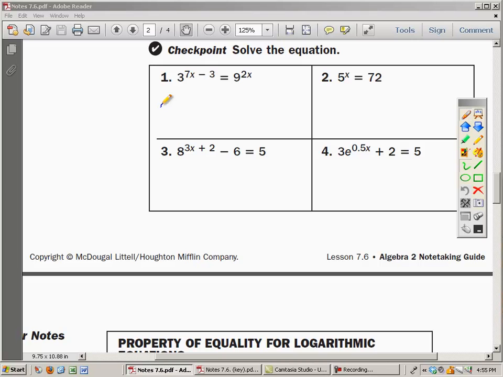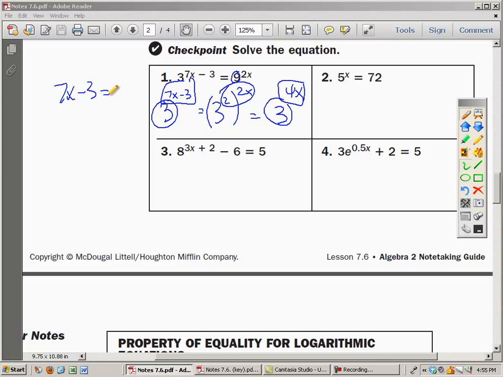All right, the first example, this is 3 to the 7x minus 3, and then 9 doesn't match the base, but I know that I can pull the 2x power off of that, and I can rewrite 9 as 3 squared. Now, power over power tells me that this is the same thing as 3 to the 4x power. Now, since they have the same base, we get to set their exponents equal to each other. I get 7x minus 3 is equal to 4x. All right. Take away 7x from both sides, you get negative 3 is equal to negative 3x. Divide by negative 3, and you get x is equal to 1.